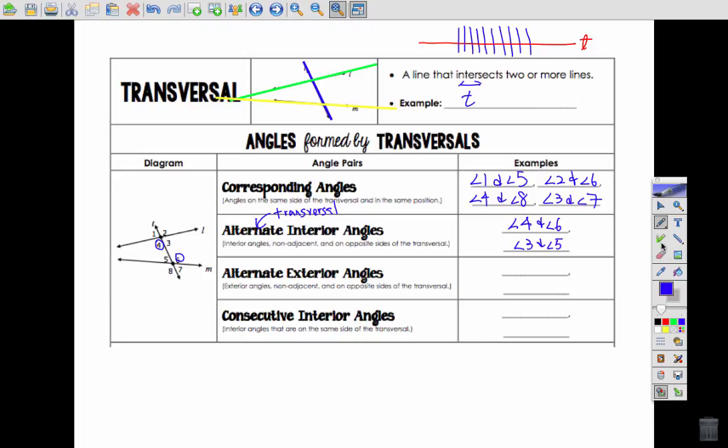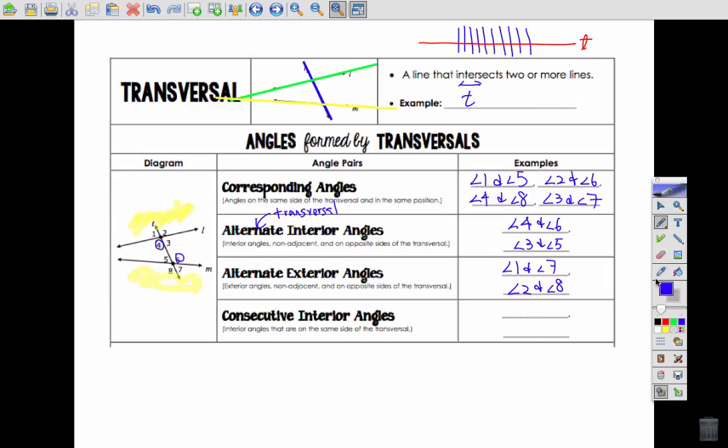If we have alternate interior angles, we must have alternate exterior angles. Beyond the first line and below the second line are the exterior angles. They're exterior, not adjacent, and on alternating sides of the transversal. In my example here, I would have angle 1 and angle 7, and angle 2 and angle 8.